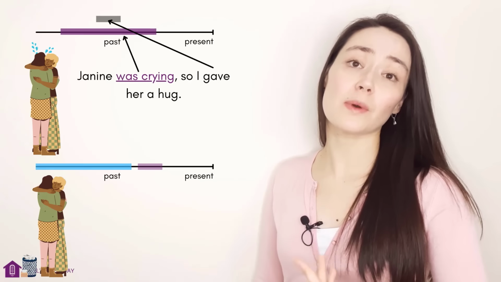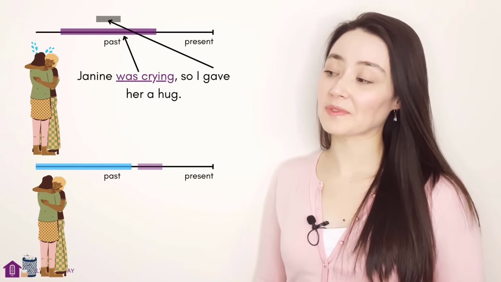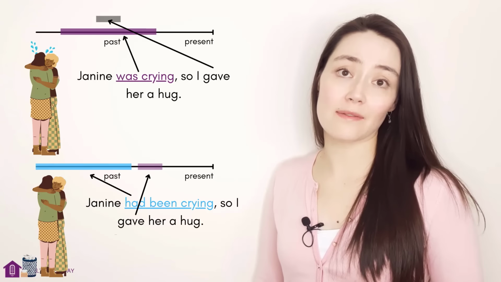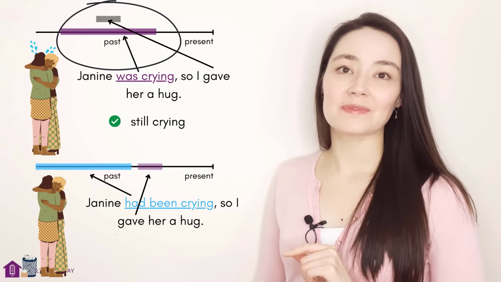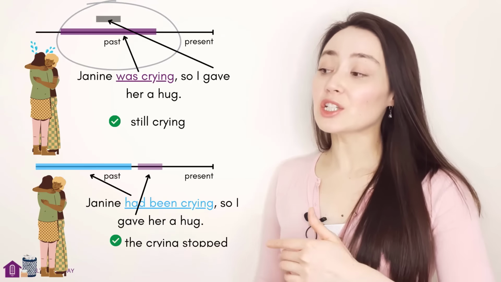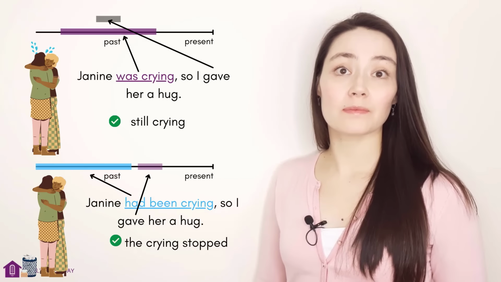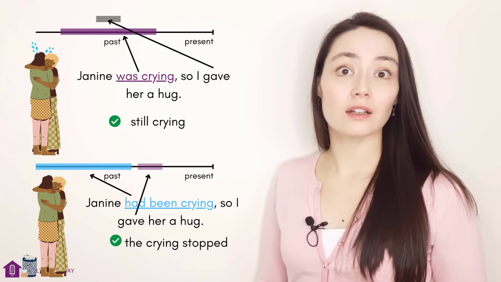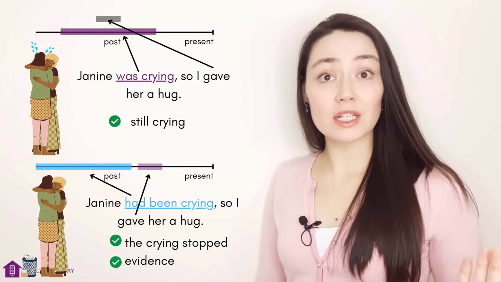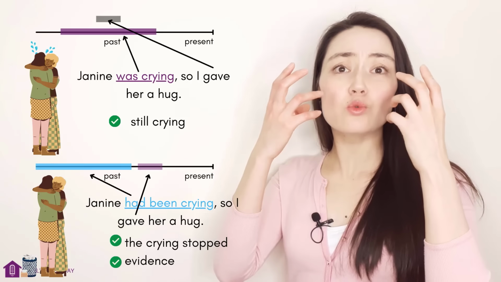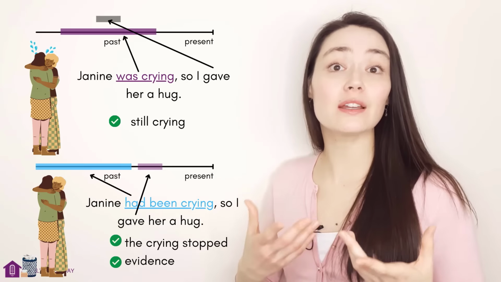Janine was crying, so I gave her a hug. Janine had been crying, so I gave her a hug. At the same time. In the second example, Janine had stopped crying before I gave her a hug. What evidence do I have? Well, there's a trash can full of tissues. Maybe she has red eyes and a blotchy face.